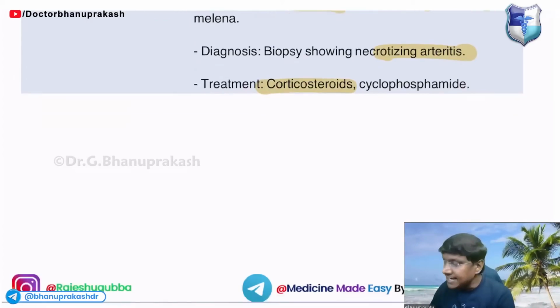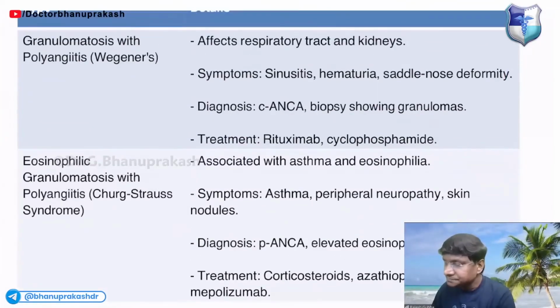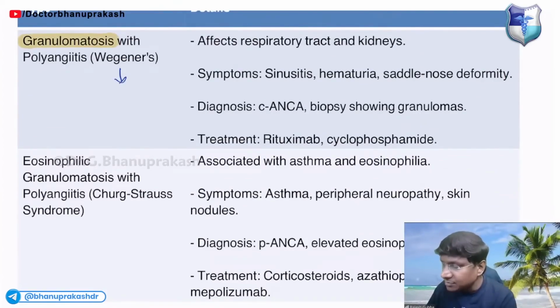Another important vasculitis is small vessel vasculitis, that is Wegener's and Churg-Strauss. Another name for Wegener's is what? Granulomatosis with polyangiitis. And in Wegener's, you have a triad.